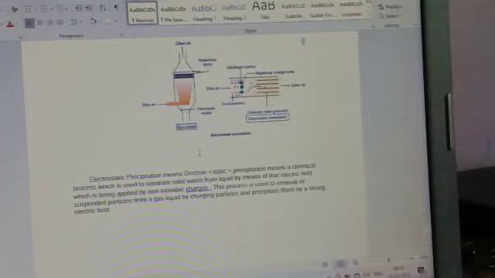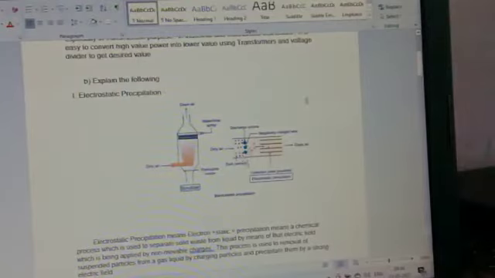It means a chemical process which is used to separate solid waste from liquid by means of an electric field applied by non-movable charges, that is, electrostatic. This process is used for the removal of suspended particles from a gas or liquid by charging the particles and precipitating them by a strong electric field.